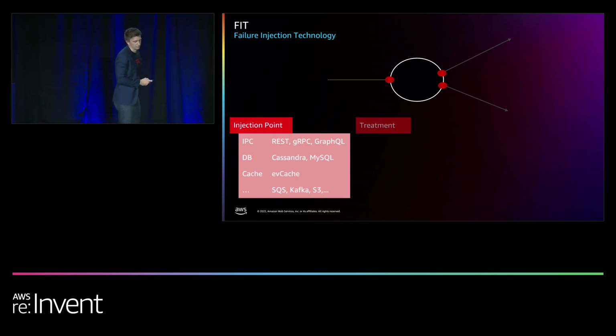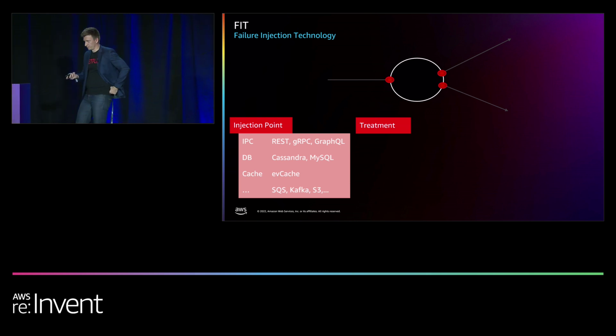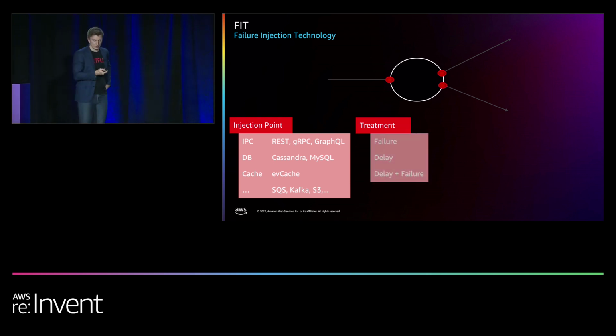Also, Fit allows us to define the treatment that we want to inject in that injection point. The treatment can be of many different types. Right now, we can either serve the failure, delay, or both. Both meaning that for that request impacted in the injection point, we would first delay the request, and then we would fail it as well.